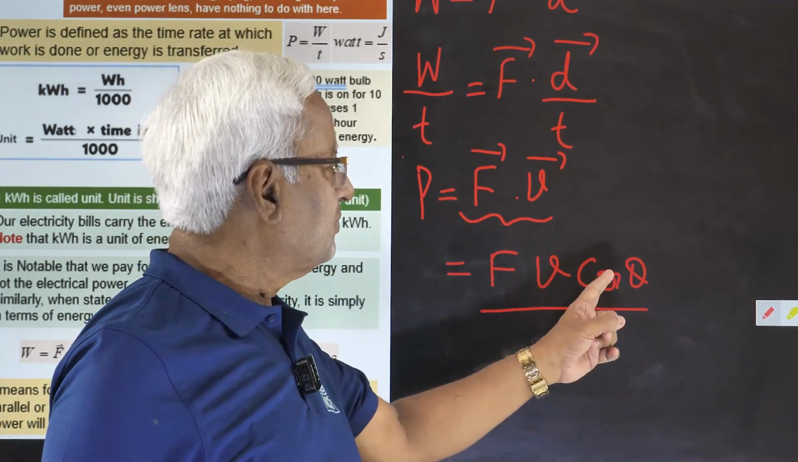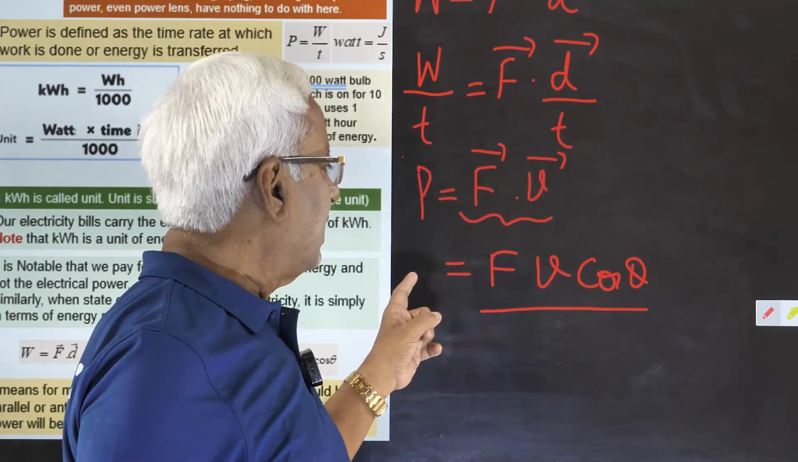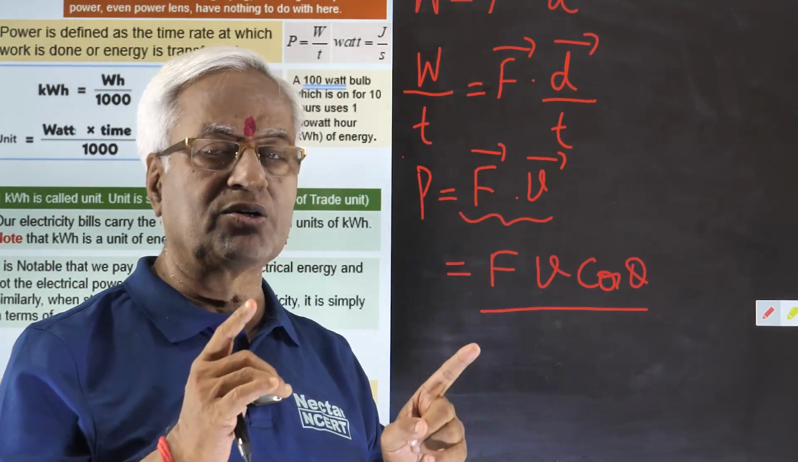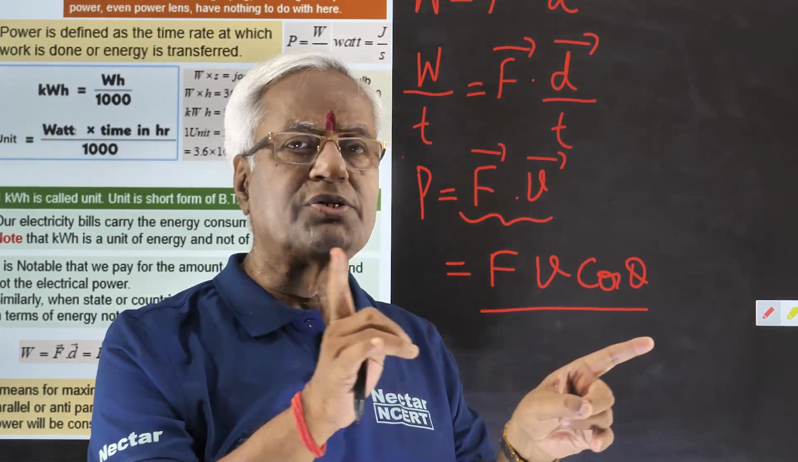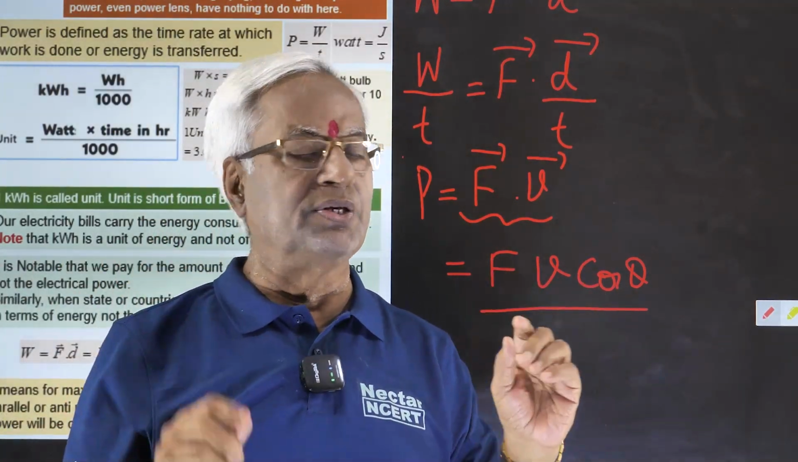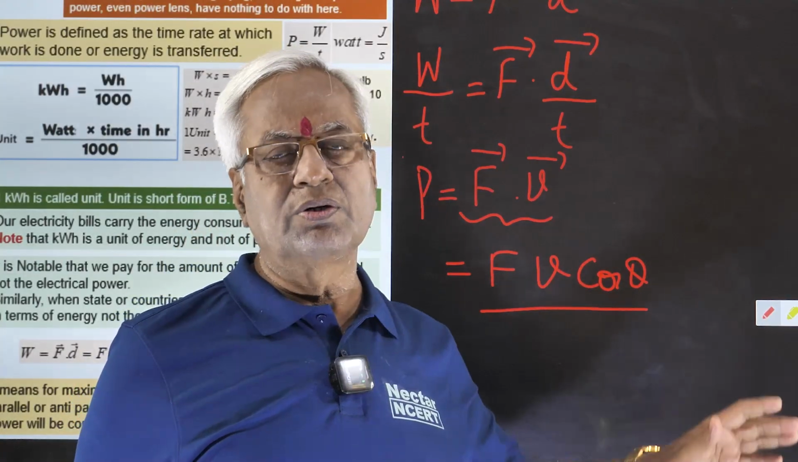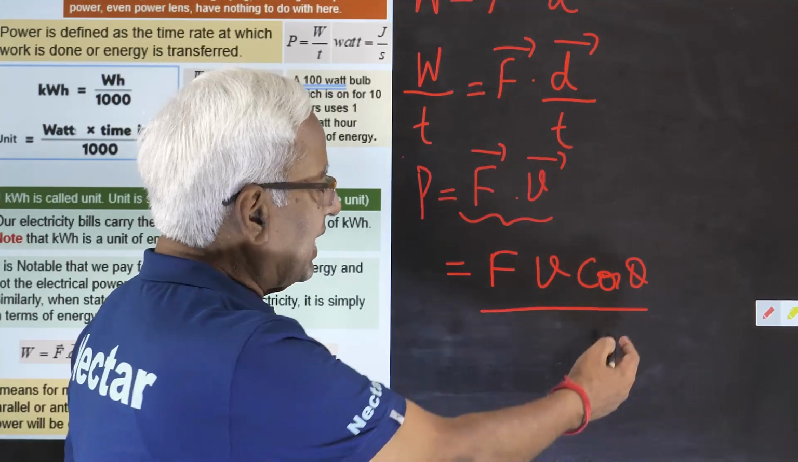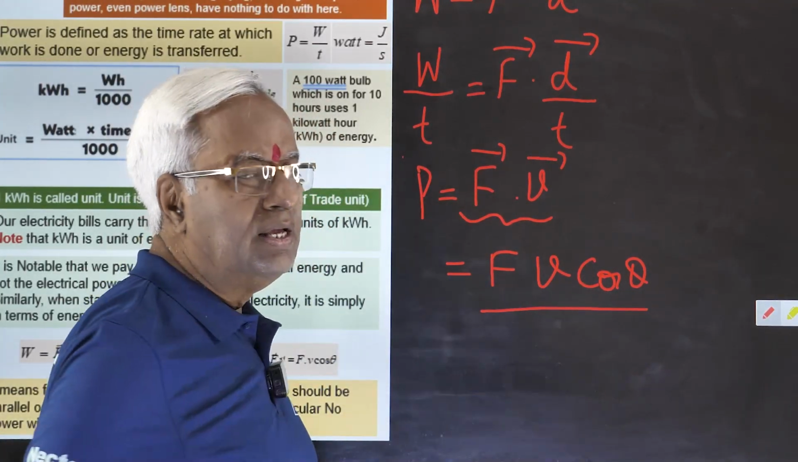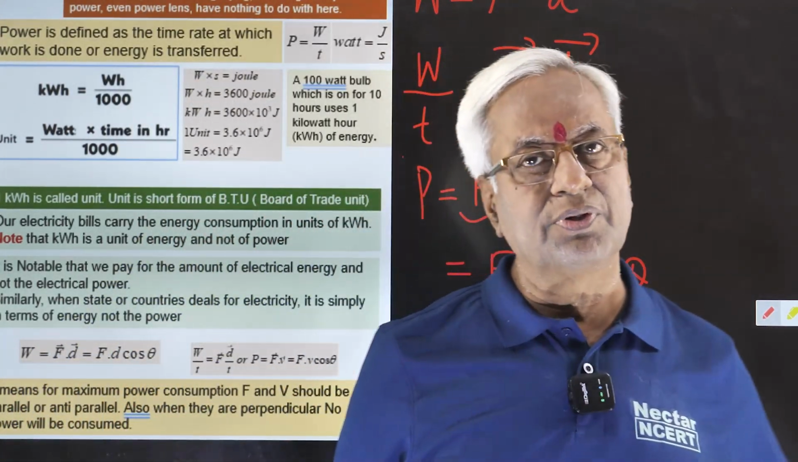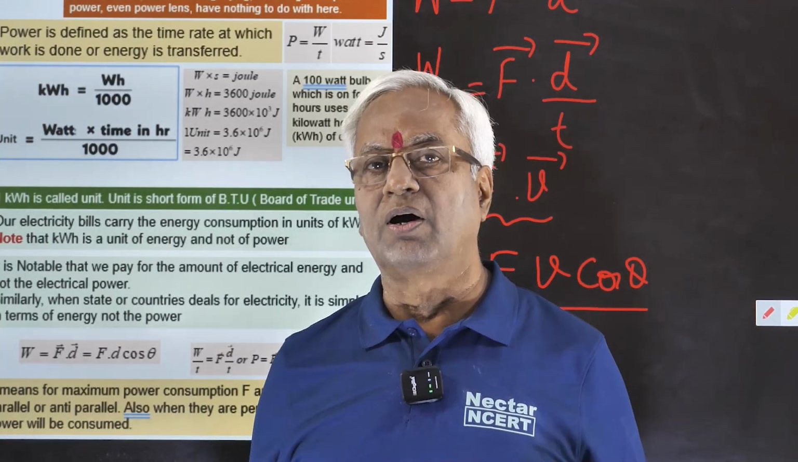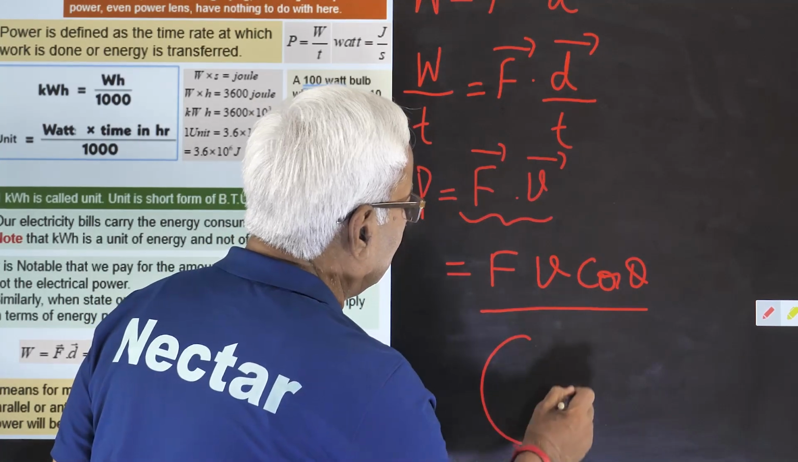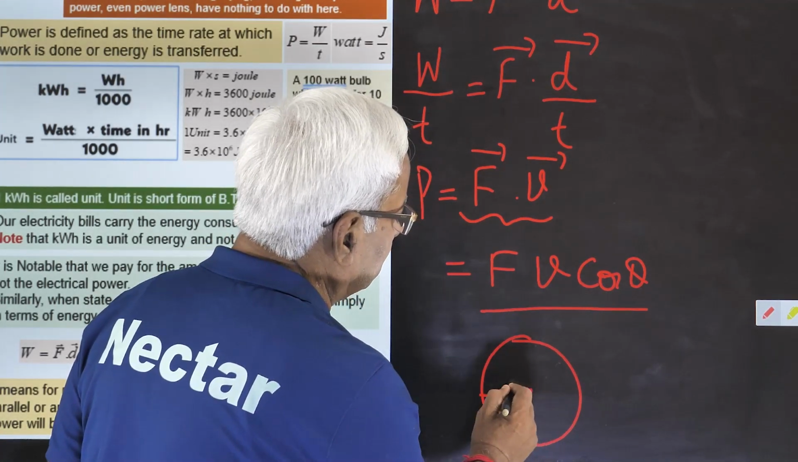By putting theta 0 or 180 degree, power will be maximum, means when force and velocity both are either parallel or anti-parallel. In both the cases, the power consumption or the power transfer shall be maximum. If this angle becomes 90, obviously cos 90 in that case becomes 0. So whenever force and velocity both are perpendicular, the power consumed is 0, as in the case of uniform circular motion.